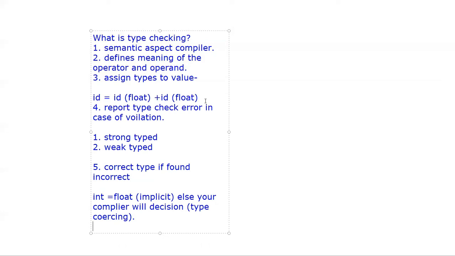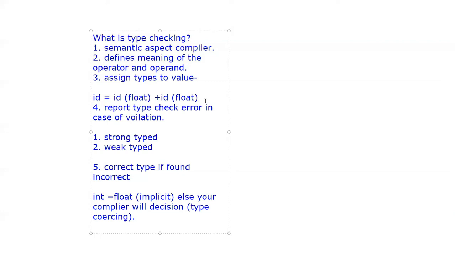So in case of type checking, there are 5 responsibilities of the semantic analyzer, or 5 responsibilities of the compiler. First, the type checking will be done by the semantic analyzer only. So it is a semantic aspect. Second, the compiler should have the meaning of operator and operand, right? Third, assign types of the value. What kind of value the whole expression will have after solving the right hand side, right? And fourth, type report if there is any error in the type checking.